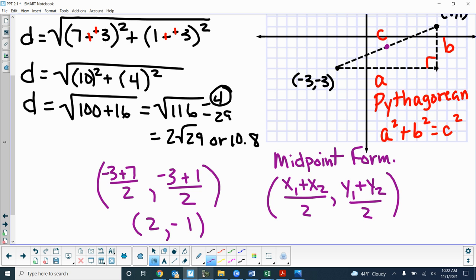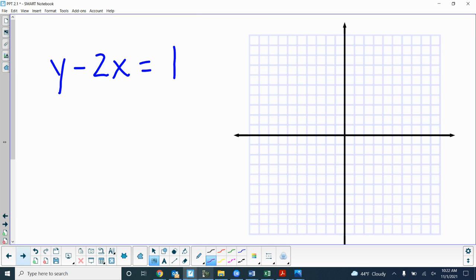Okay, easy stuff, right? All right, we're going to graph some lines today too. So how do I graph a line? Y by itself, right? Isn't that what we've always done? So what do I got to do to get y by itself? Add the 2x. And that's where some of us made a mistake solving our inequalities the other day.